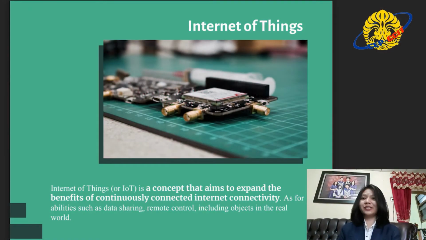Next, I will explain about Internet of Things. Internet of Things, or what is commonly called IoT, is a concept that aims to expand the benefits of continuously connected Internet connectivity, with abilities such as data sharing and remote control, including objects in the real world.